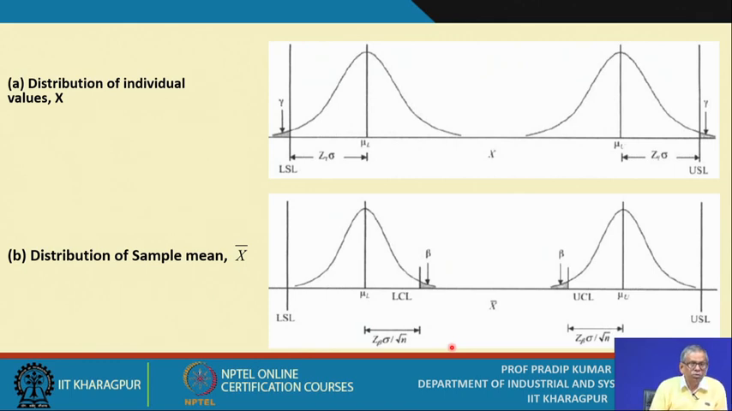Is it clear? So we are referring to the distribution of the individual values x, and then we are referring to the distribution of the sample mean x bar. Is it clear? So we have defined what USL is, what LSL is, what gamma is, what beta is, what UCL is and what LCL is. Now what you try to do, ultimately in terms of all these parameters, you need to have an expression for UCL in terms of USL, and an expression for LCL in terms of LSL.